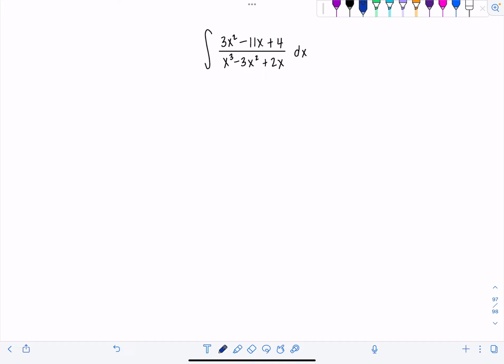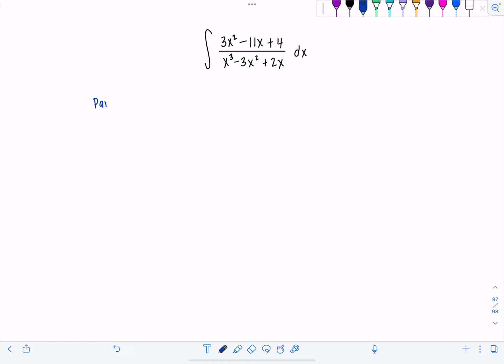Here's your integral of the day. We have the indefinite integral of 3x squared minus 11x plus 4 over x cubed minus 3x squared plus 2x dx. So this is just a good old rational function. We're going to first figure out the partial fraction decomposition for the integrand, and then work from there.